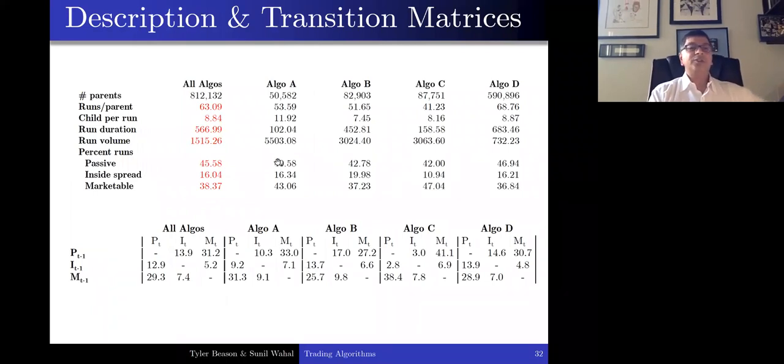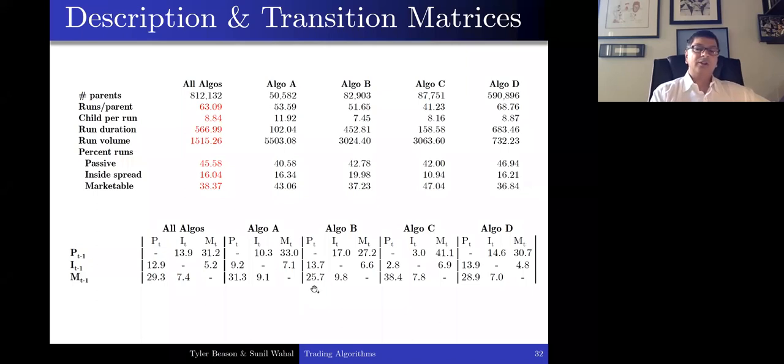So the first thing that you'll see is that there are a lot of runs per parent, about 63 runs per parent, about 8 children per run, and the runs last a while, about 566 seconds on average. They have a fair amount of volume associated with them. And the percentage of runs that are passive versus inside the spread versus marketable, you can see the variation down here. These are transition matrices from one run to another. This is T-1, this is T. And you'll notice that they are pretty similar across the algos, actually.